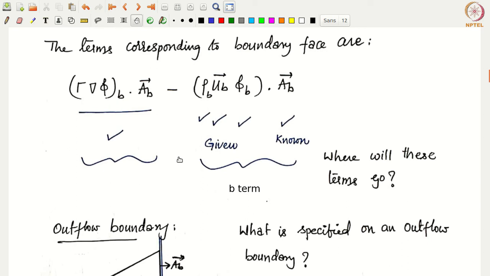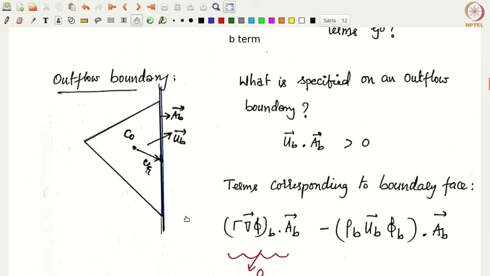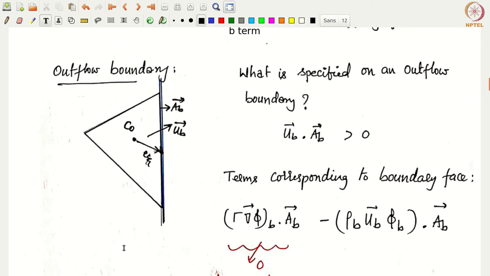Let us now move on to the other boundary condition, which is an outflow boundary. Let's say you have an outflow boundary, that means we have a cell that shares a face on the outflow. So this vertical line here is the outflow boundary.